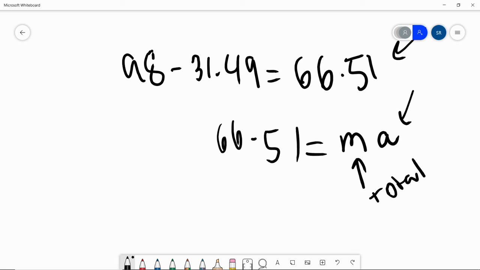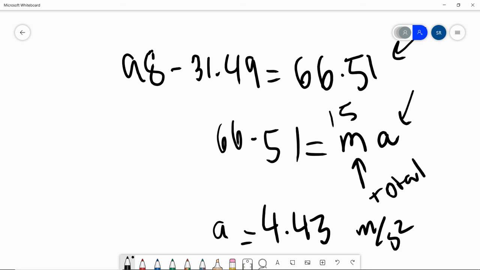We know that acceleration for box A has to equal box 2. Box 1 and 2 have to have the same acceleration. Hence, they're both on the same system and they're tied by the same rope. So, when I add both masses, I get 15, right? 5 plus 10. And I go ahead and divide both sides by 15 to find my acceleration. My acceleration should equal 4.43. And for acceleration, as you might remember, the units will be meters per second squared.